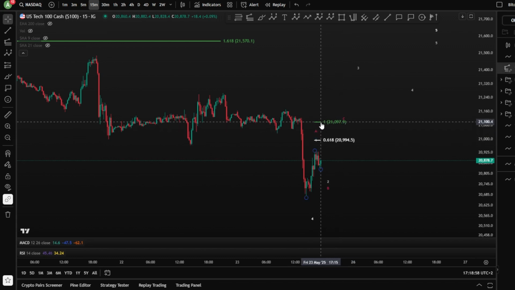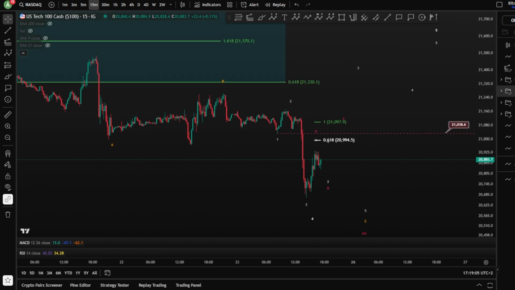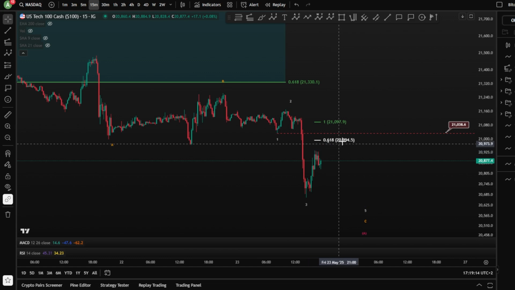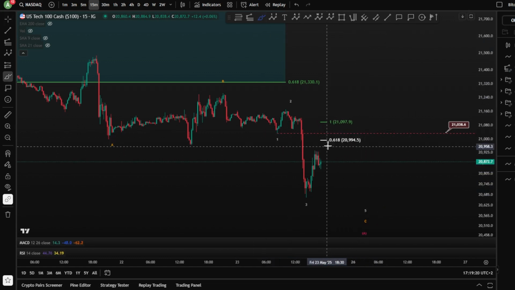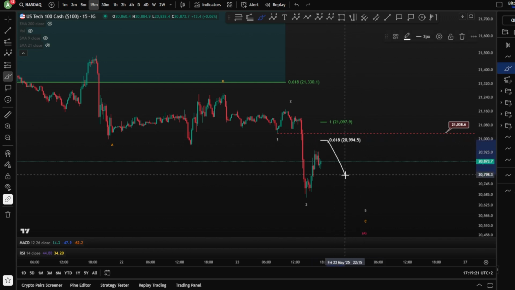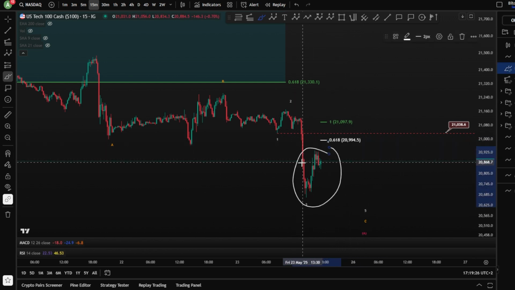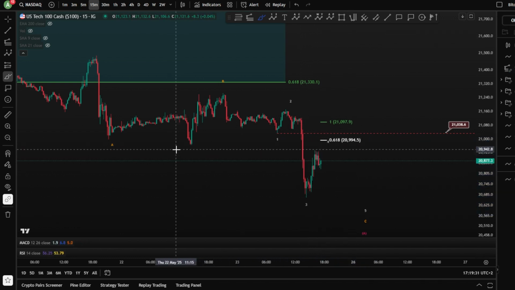Now, if you move to the 1-to-1 fib level, you get invalidation. So that would, of course, invalidate the bearish scenario. But the 0.618 is before the bearish scenario, so that would be, of course, a signal. So if we retrace from the 20k 900 or almost 21k, we might continue toward the downside. Potentially this might be the scenario, A, B, C, and then continuation. All right, so we're gonna see.